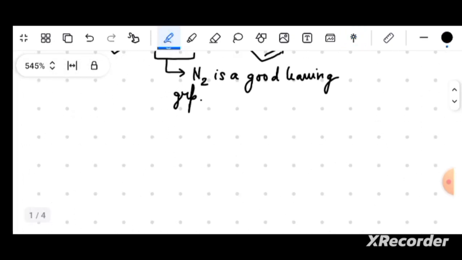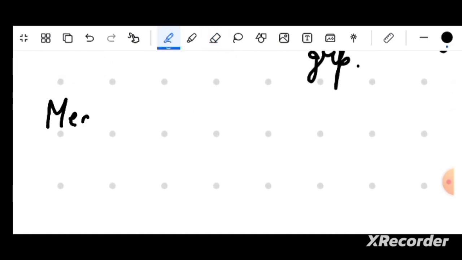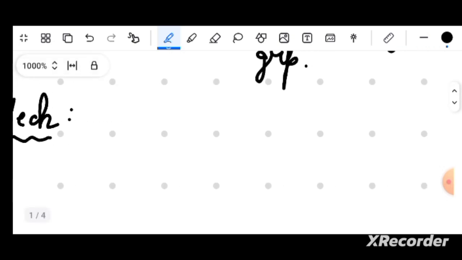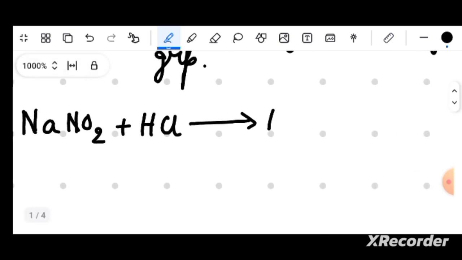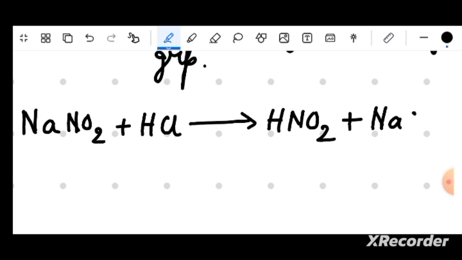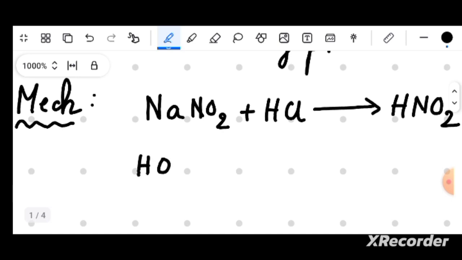Now we will go into the mechanism, which is the main part here. I just zoom it. In case of mechanism, first we will see how this takes place. NaNO2 plus HCl, which is the reagent. From NaNO2 plus HCl we get HNO2, nitrous acid, plus NaCl. So HNO2 we can write as HONO. It's the same actually.